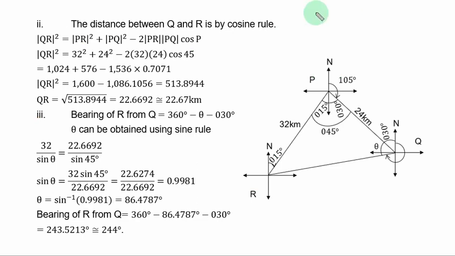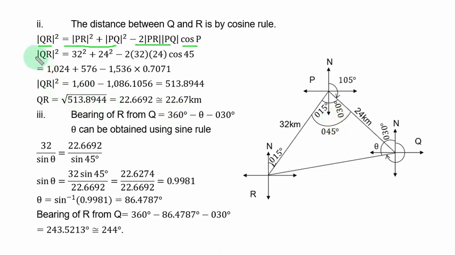Okay, I have already explained the solution. Distance between Q and R is by cosine rule. So you state the rule: QR squared equals the sum of squares of the other two sides minus 2 times the product of the other two sides times cos P. That is the given angle. The side you are looking for, the angle facing it is always given before you can use cosine rule.